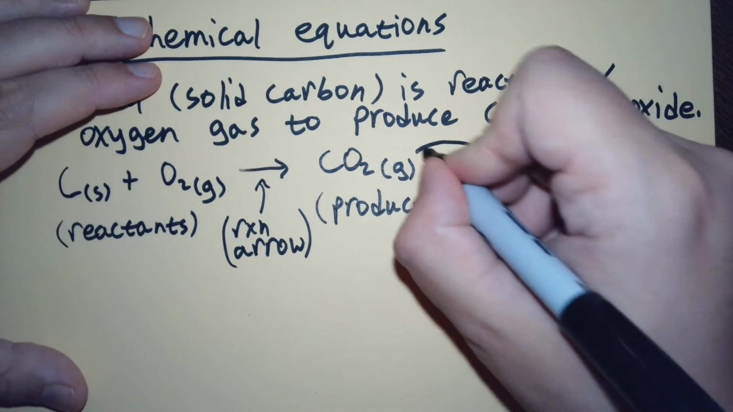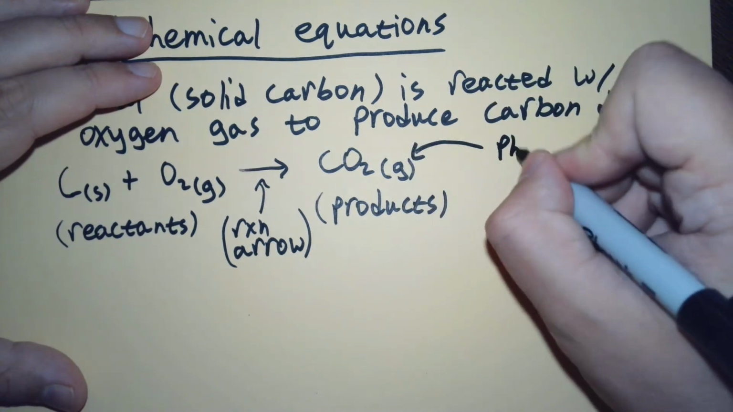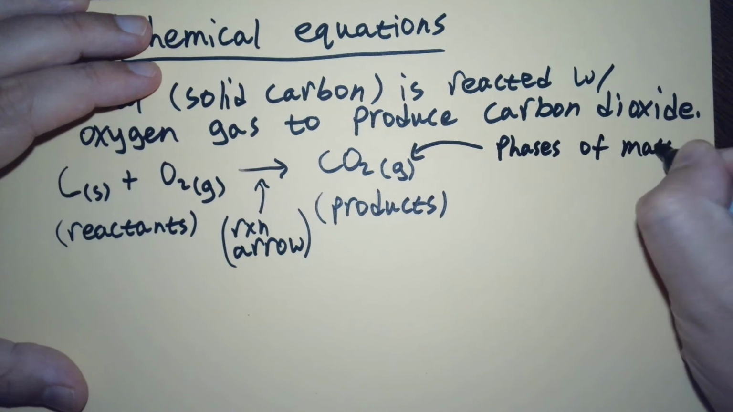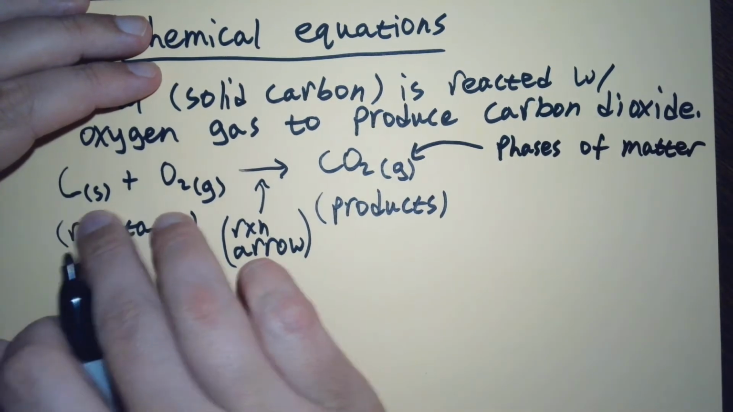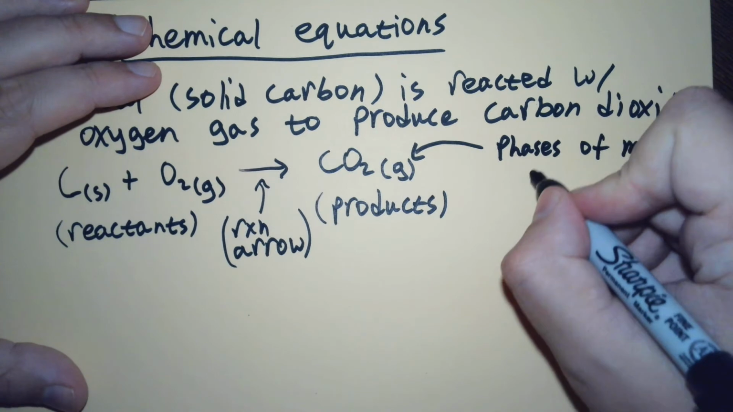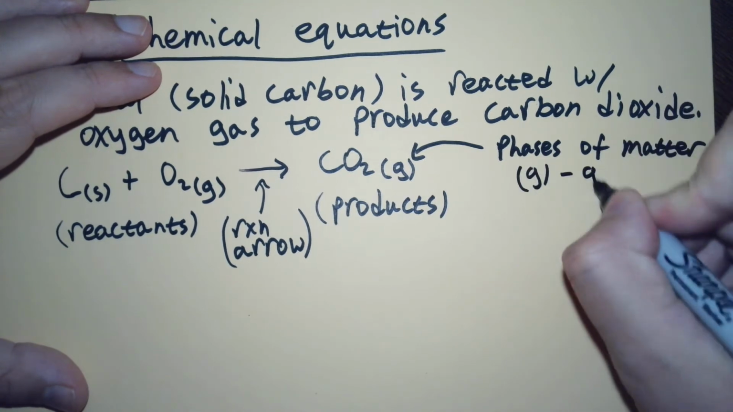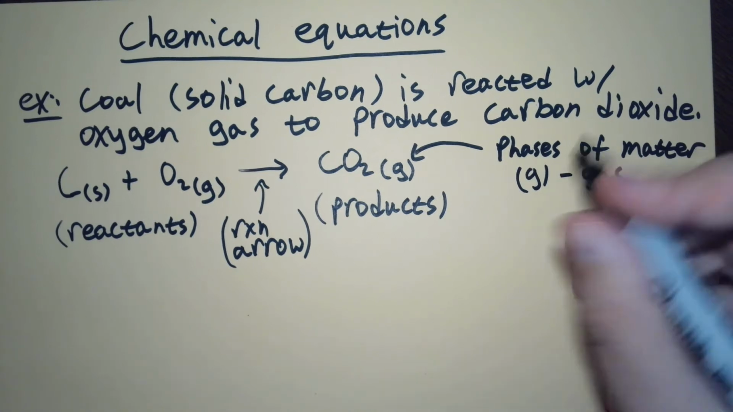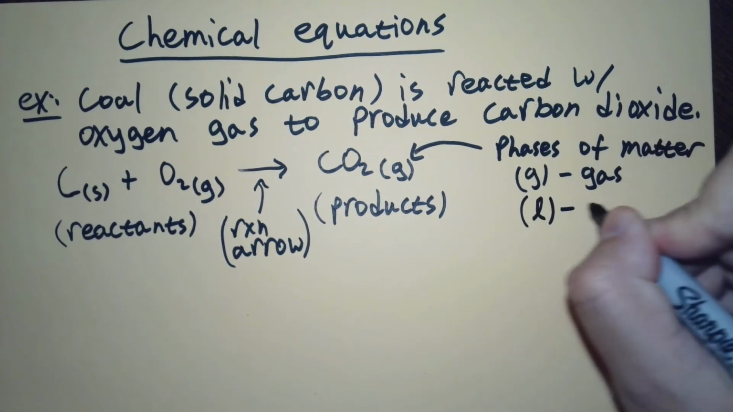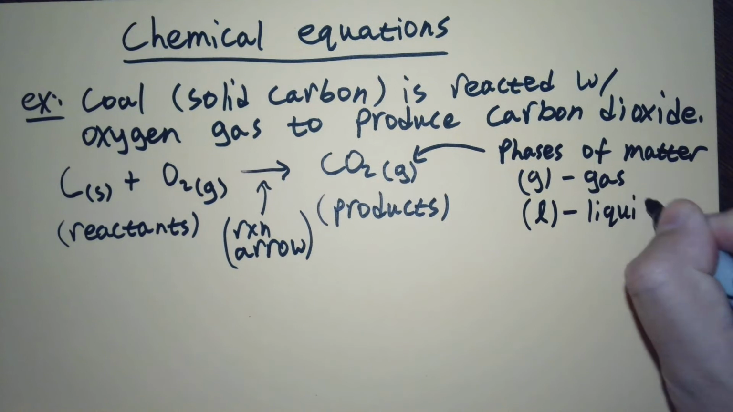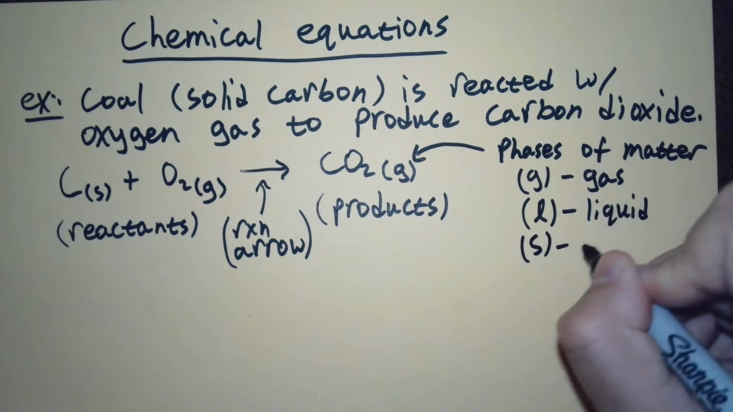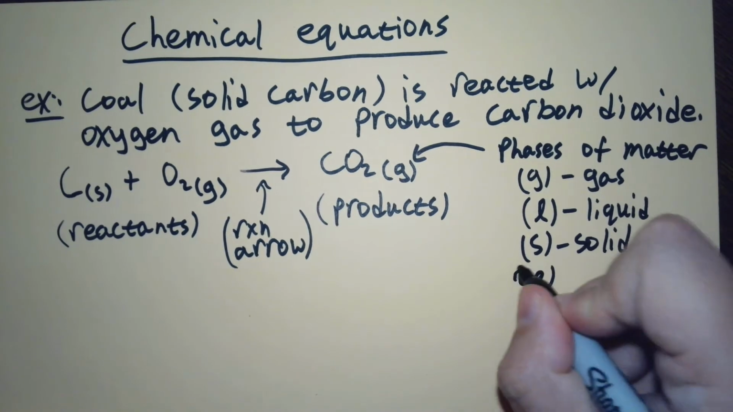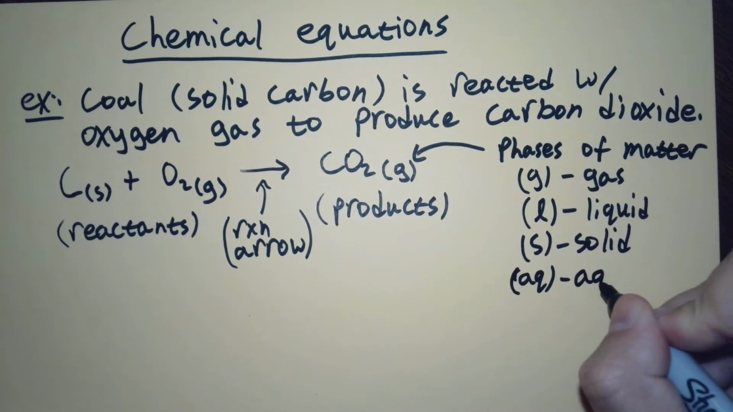And what else can we talk about here? Oh yeah, we've got our phases of matter. You see 2 of them here, S for solid, G for gas. There's 4 total. So if you're dealing with a substance that's in the gas phase, we use a G. L for liquid. S for solid, and there you go. Did he say there were 4? What's the 4th one? AQ, which is aqueous.